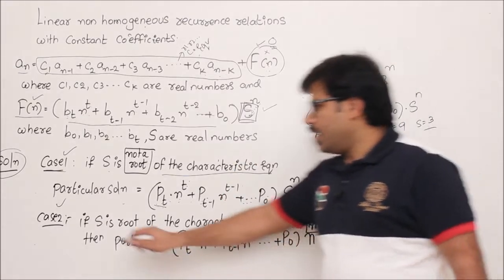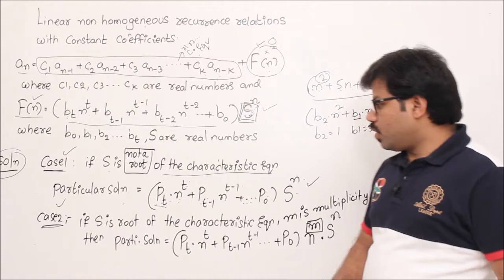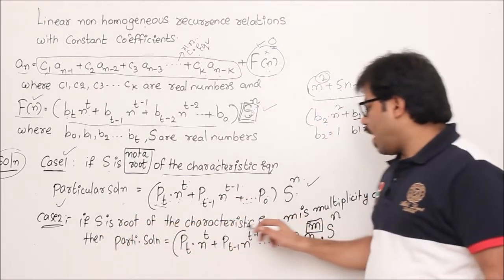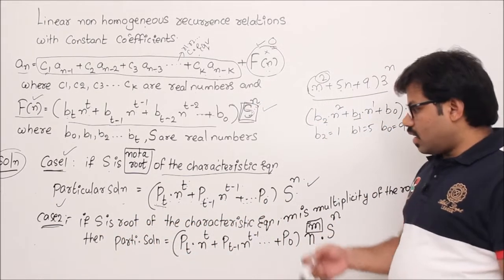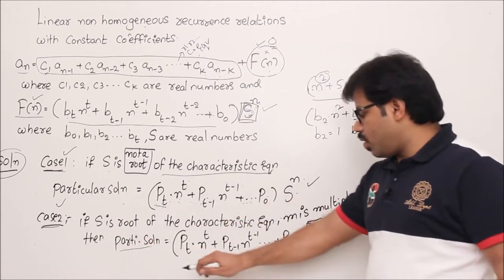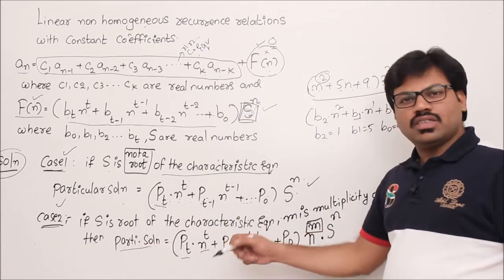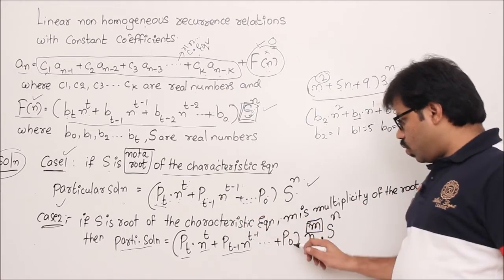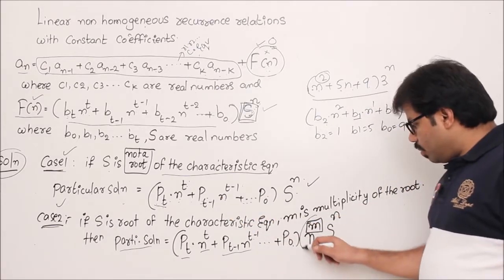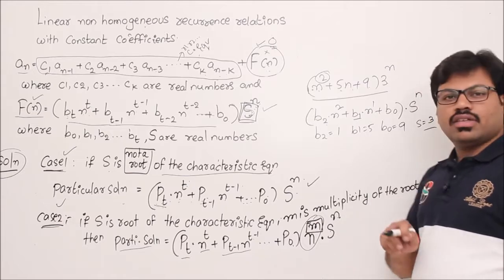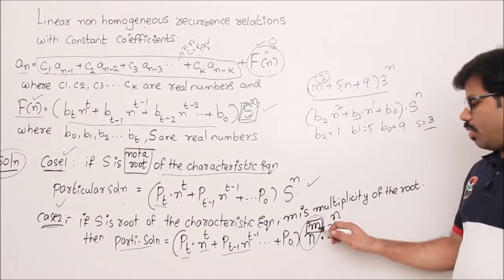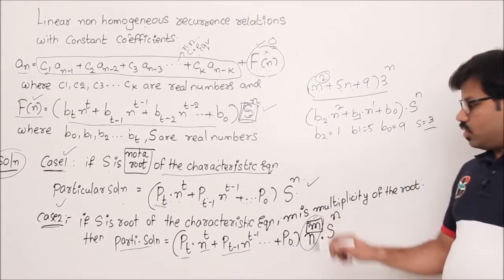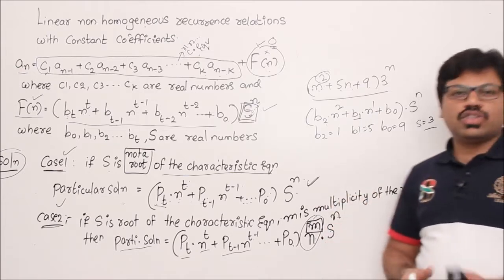Now, case number 2. In case number 2, if s is a root of the characteristic equation, then what is the answer? The particular solution of your problem is Pt into n power t. Sir, same? Yes. Pt minus 1 into n power t minus 1, and so on, up to P naught into n to the power of m into s power n. The only difference is the factor n power m. So this is about the particular solution.